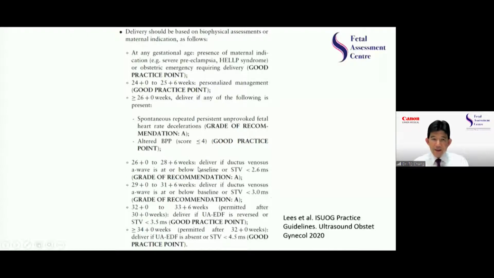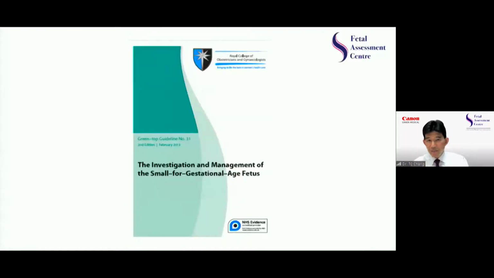Okay, and this is a serious diagnosis to make, and it trumps really all other Doppler modalities in decision making between 26 and 30 weeks. So hence the importance of getting the ductus venosus done properly, either in your clinic or in the ultrasound department in your hospital, and making sure that the results are trustworthy.